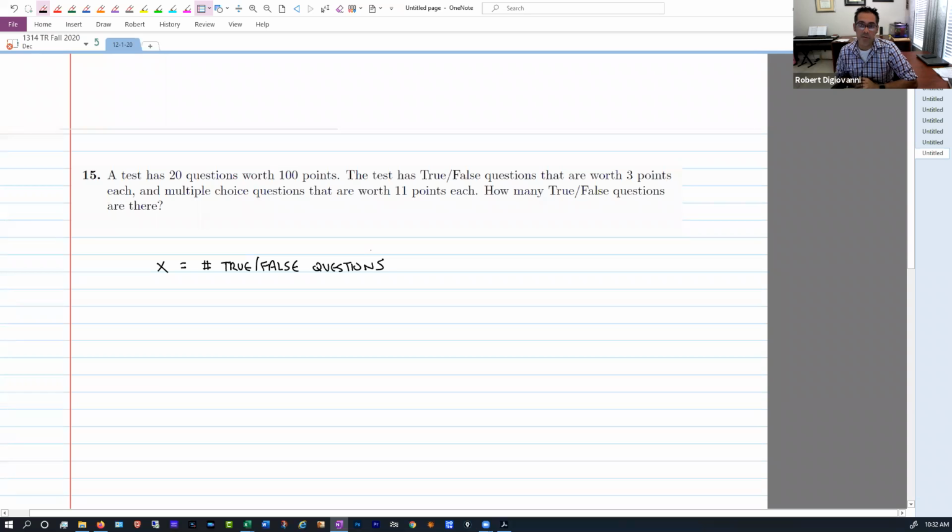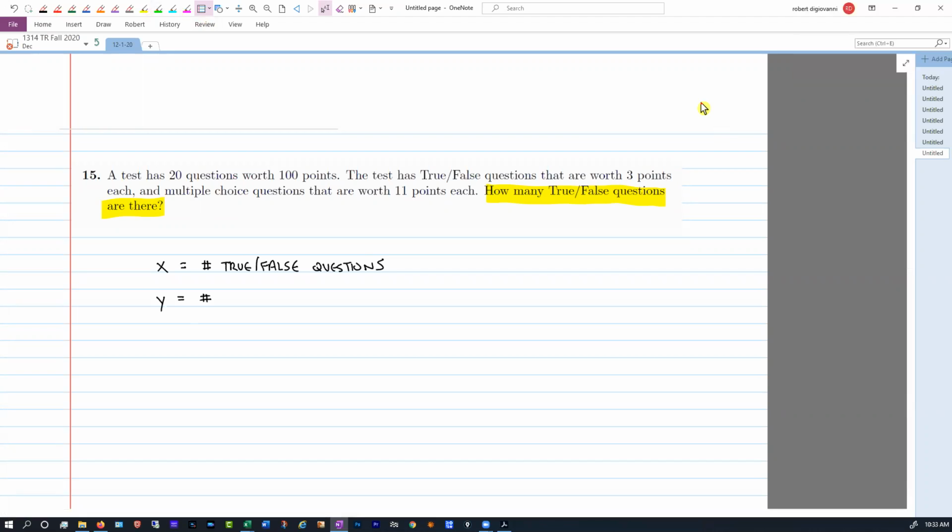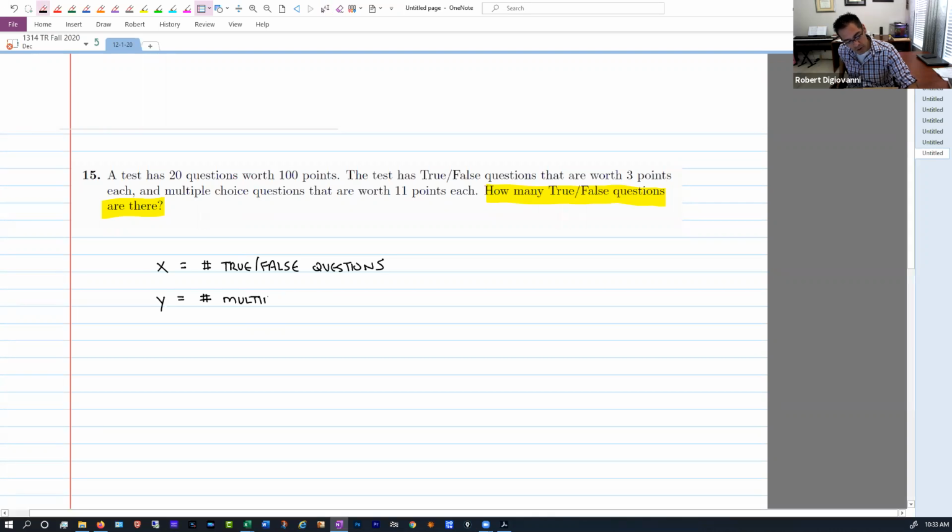Isn't that what we're looking for, though? I mean, they're asking, how many true and false questions are there? So let's call it X. That's the number of true and false questions we have on the test. But we have to have a Y in this to do a system of equations. So Y will be equal to the number of what? If X is the true and false, then Y needs to be the what? The multiple choice. Yeah, the multiple choice. Okay, even though they're not asking for how many multiple choice there are, we need to account for that because there's a mixture of 2 types.